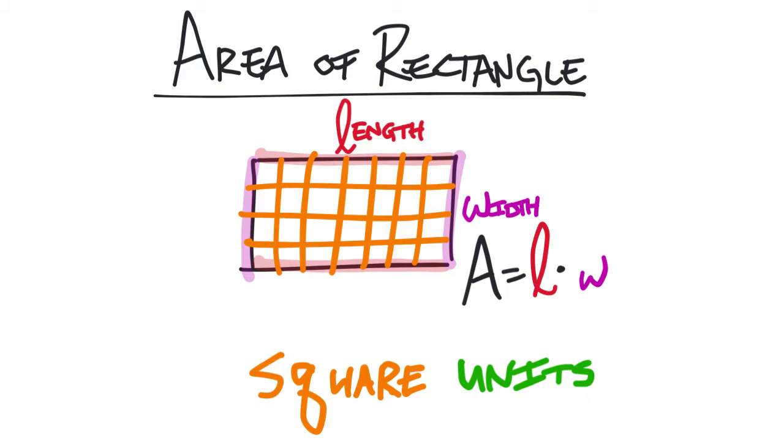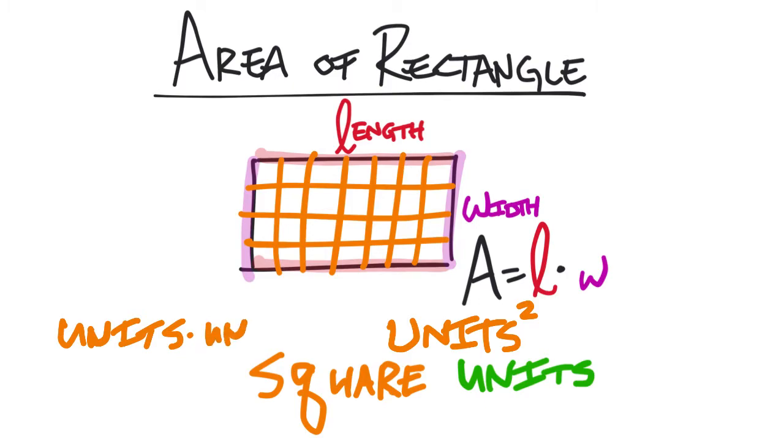It is okay, by the way, to write this as units, but then we show a power of 2. And the reason for this is because you'd have units times units. I could have done a better U, but that'll do. And this is just showing that it's repeated multiplication.